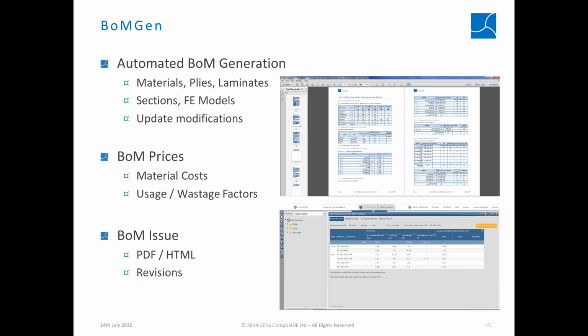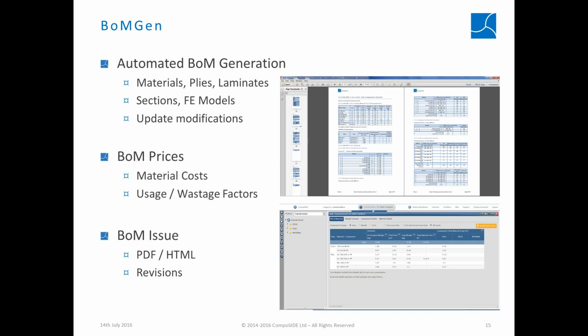BOMGen is the module dedicated to the automatic bill of material generation. It collects all the information from your materials, including the prices, your plies and your laminates, and where they've been applied to sections or FE models. It basically collects all the information in order to give you the overall material cost, including usage and wastage factors, according to the manufacturing process you have decided.